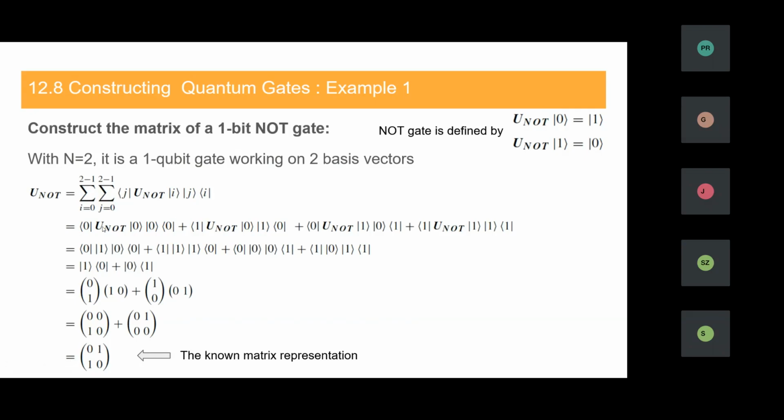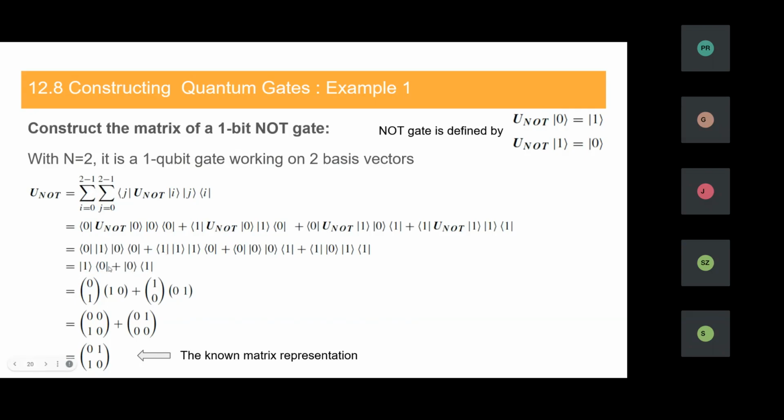And U naught working on ket 0 is equal to ket 1. Similarly, U naught working on ket 1 is equal to ket 0. So I just plug in those values here. Then we are using these fundamental properties of bras and kets, which we have studied, and this entire thing collapses. For example, this goes to a 0, this also becomes equal to 0, this part becomes a 1, and this part also becomes a 1. So it will just boil down to ket 1 bra 0 and ket 0 bra 1.